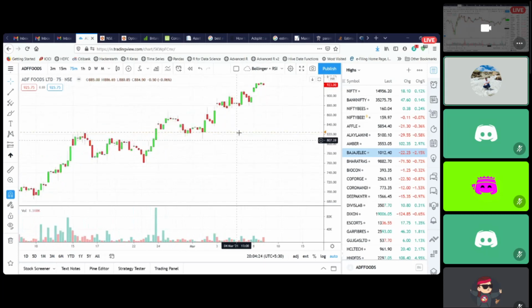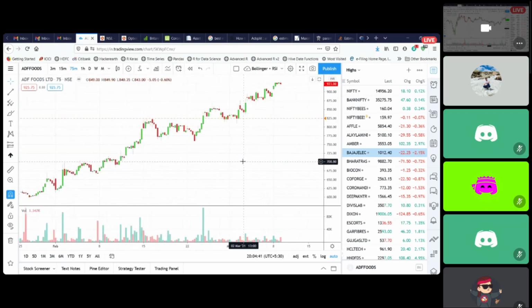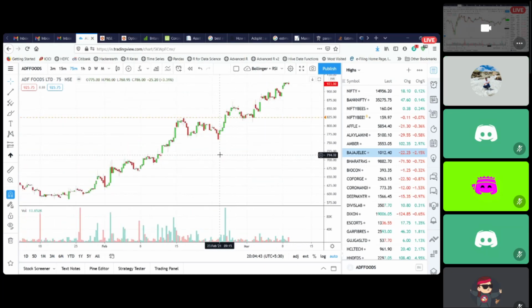So if it reaches here, TradingView will alert me, then I can decide, okay, see if some green candles are forming here, then take a trade and then again target the highs from 910 to 930 region. So from this whole region, 910 to 930. So that's how you keep identifying the new support zones.